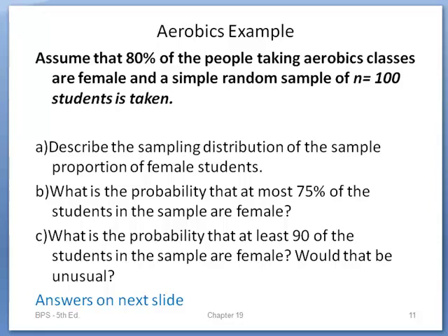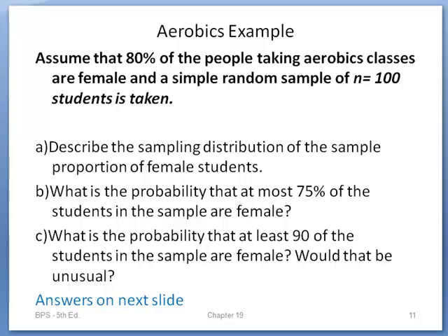Assume that 80% of the people taking aerobics classes are female, and a simple random sample of n equal 100 students is taken. First of all, we're going to describe the sampling distribution of the sample proportion of female students. Then we're going to find some probabilities. What's the probability that at most 75% of the students in the sample are female? What is the probability at least 90 of the students in the sample are female? And we'll ask the question, would that be unusual?